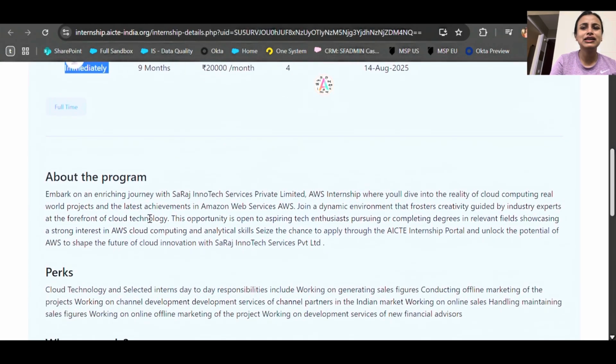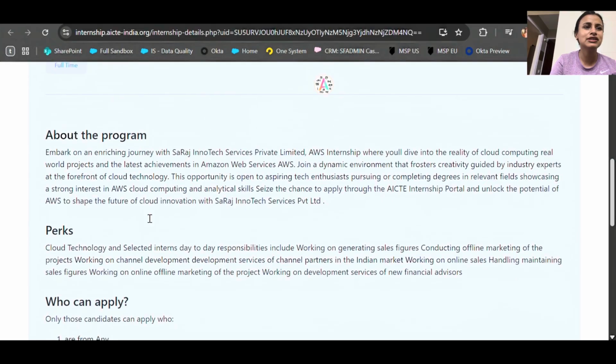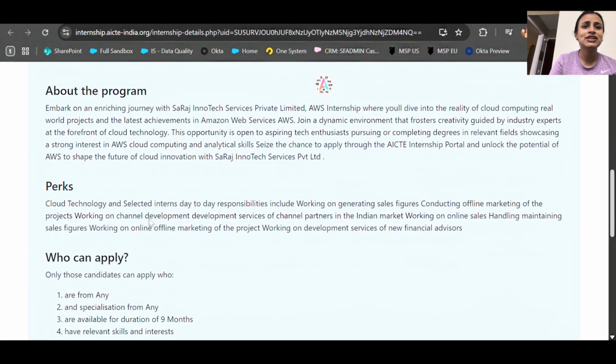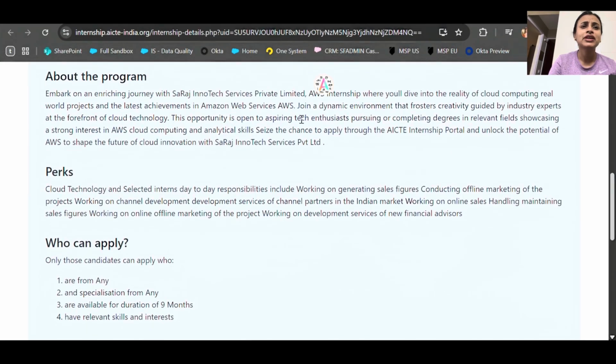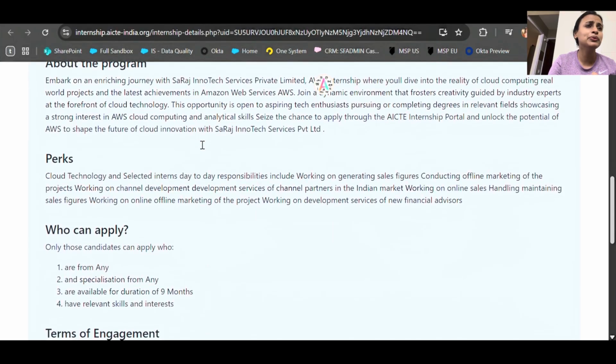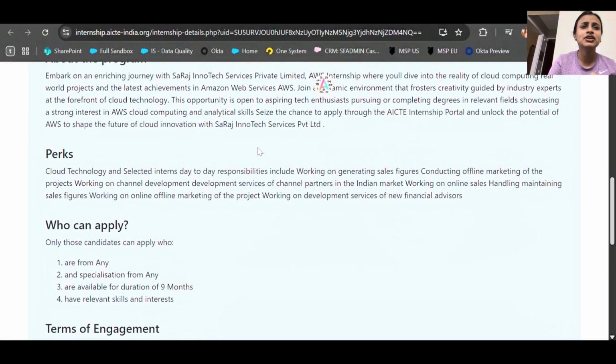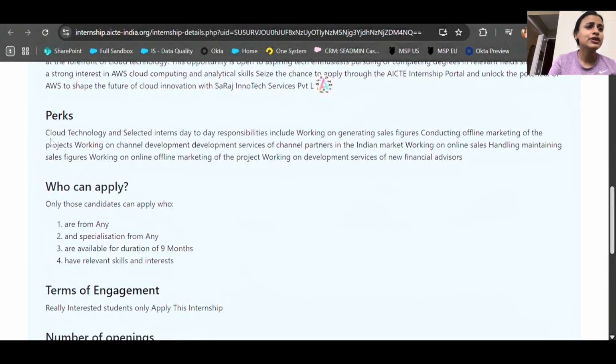There are hardly any paid internships you will see these days. So if you have the chance, please go and check this one out, because this is one of the best internships that I could find, because it is on AWS, and AWS has high chances of getting a job offer. You will be getting job offers from many companies if you have the skill on AWS systems. So yeah, embark on an enriching journey with the Saraj InnoTech Services Private Limited AWS internship, where you can dive into the reality of cloud computing, real-world projects and the latest achievements. This and all you can read. So this is very important. There are perks for cloud technology selected interns.